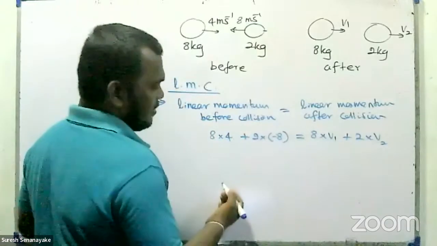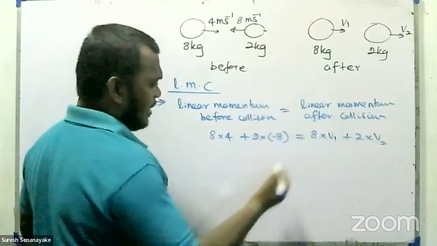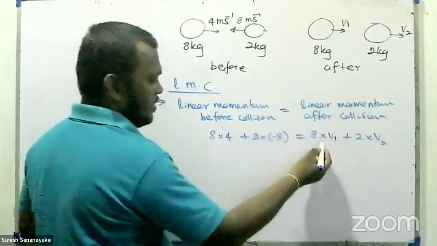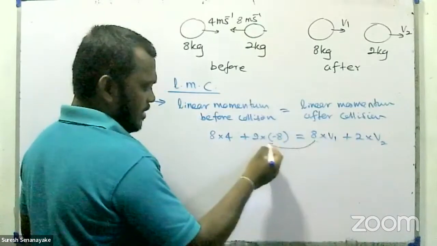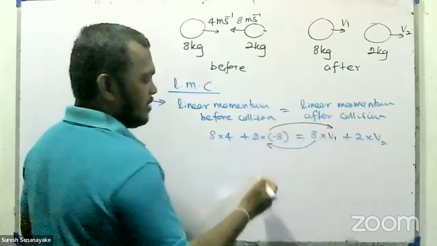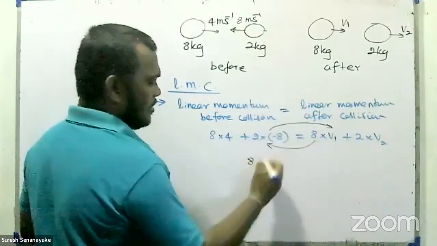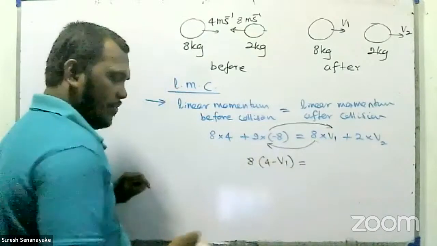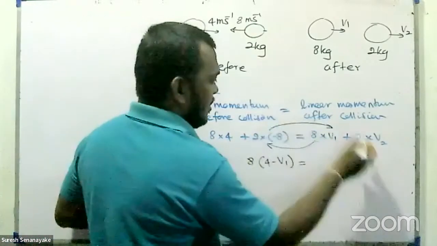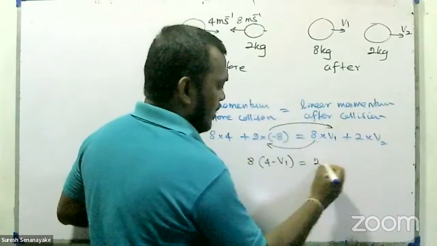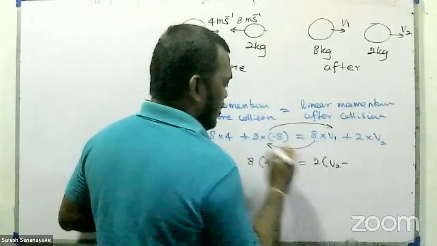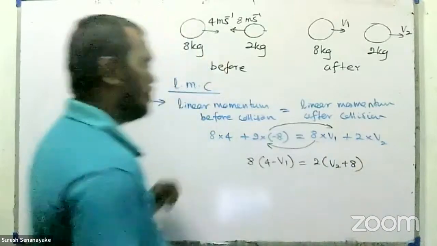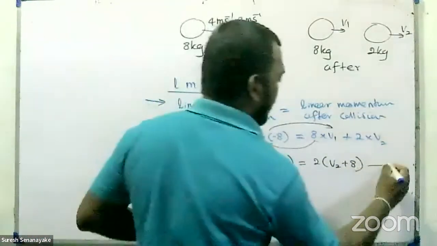For this equation, for ease of simplification, I'll take 8v1 to this side and this part there. Then take 8 out and we get 4 minus v1. The 2 goes to this side and we take out v2 minus, and minus becomes plus. 2 plus 8 is the first equation.